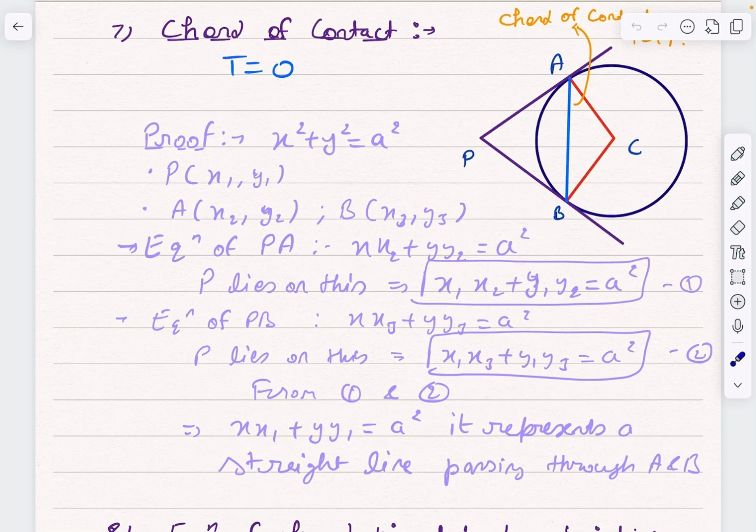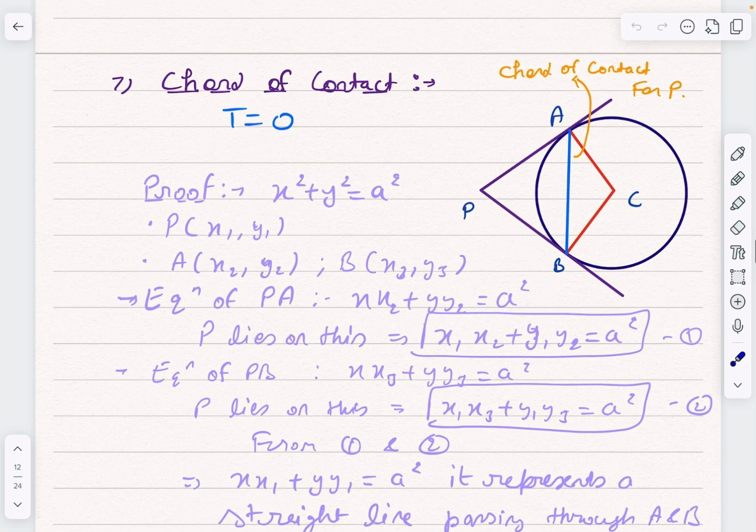I hope it is clear, guys. The proof is just for understanding, but at the end of the day, you just need to remember what is chord of contact and how do we find that. So chord of contact is the chord joining the points of contact, and how do you find it? T equal to 0.